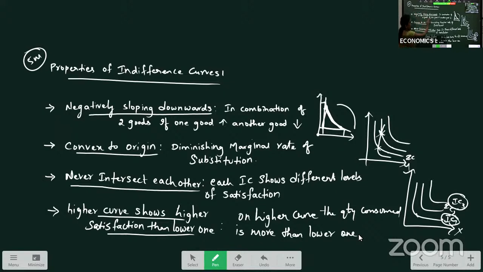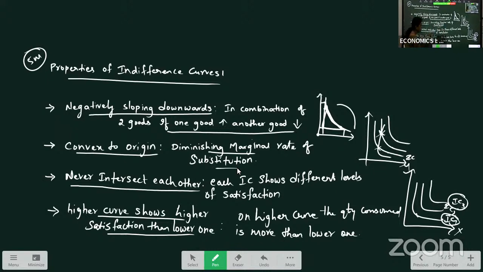Indifference curves are negatively sloping downwards. Why they are negatively sloping downwards? Because in combination of two goods, if one good increases, another good decreases. You have to write down the reasons also. Then only you will get marks here. Now, why it is convex to the origin? Because of diminishing marginal rate of substitution.